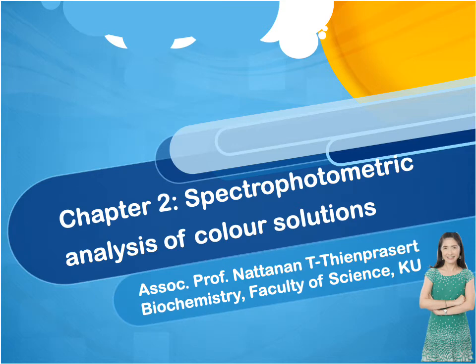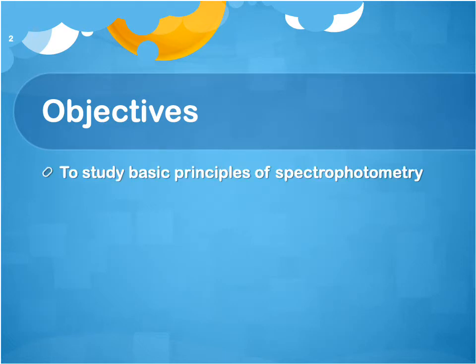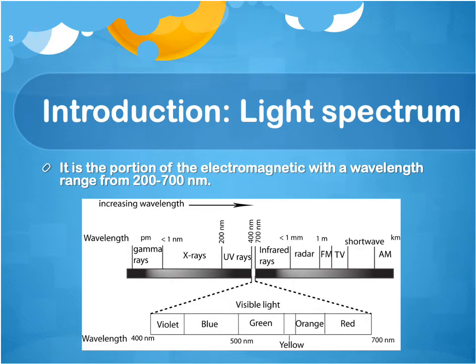In this class, we are going to study Laboratory Chapter 2, entitled Spectrophotometric Analysis of Color Solution. In this chapter, we aim to study basic principles and also analyze spectrum and absorbance of color solution by using spectrophotometry. Let's start with a brief introduction on light spectrum.